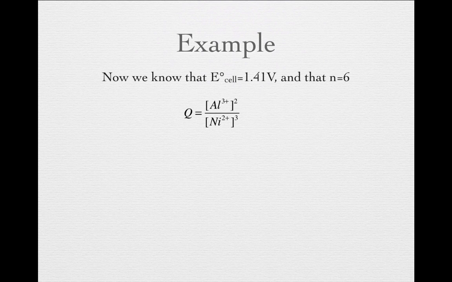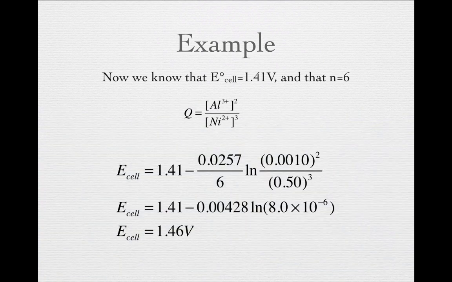We still don't include any of our solids, so the nickel metal in the products is not included, and the aluminum metal in the reactants is not included, because they're solids. So now we can plug everything in. We have E cell equal to 1.41 minus 0.0257 over 6 times the natural log of 0.0010 squared over 0.5 cubed. And we work out some math there, and we end up with an E cell of 1.46 volts. So our E cell is just slightly higher under these conditions than under standard conditions.